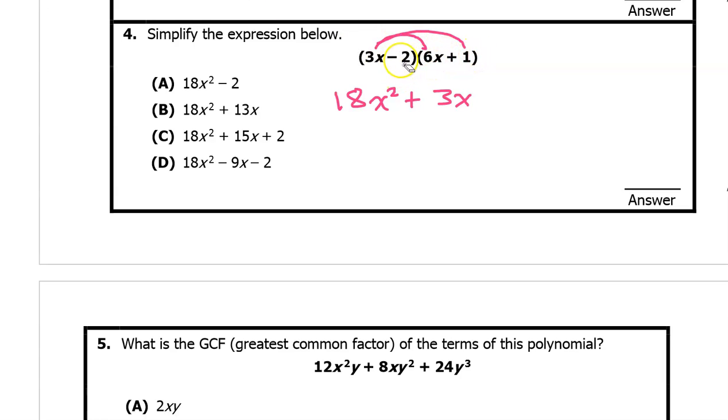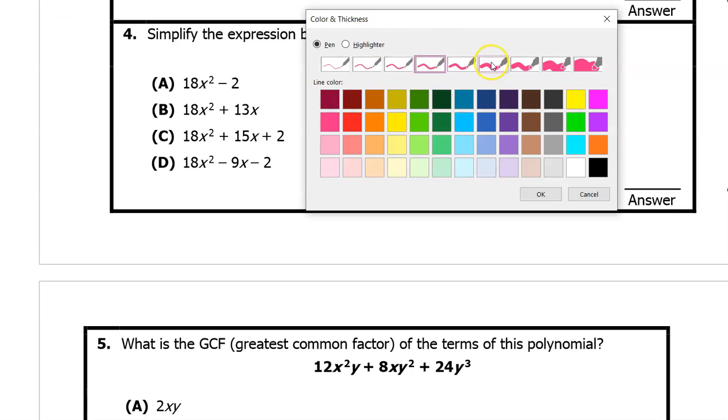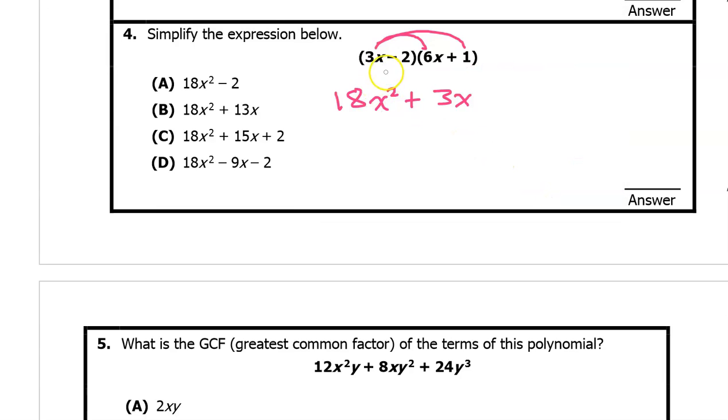Okay, so I distributed the 3x. Now I need to distribute the negative 2. So at this point, you're going to ignore the 3x. Forget about that guy. All right, so now you're just distributing the negative 2. So I'm going to take the negative 2. I think I'll do my little arcs down here. So negative 2 times 6x is going to be negative 12x. And then negative 2 times 1 is going to be negative 2.